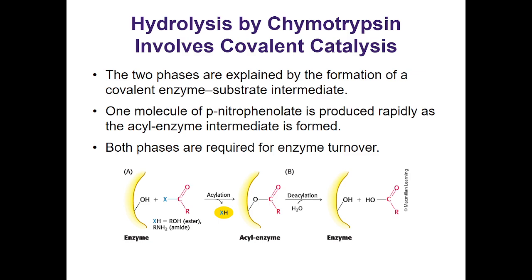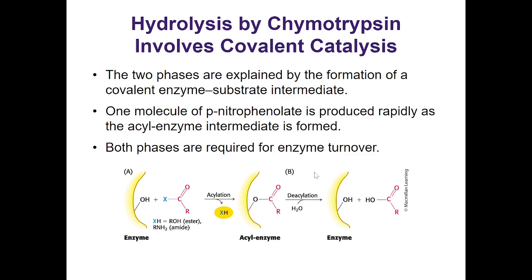So one molecule of the p-nitrophenolate is going to be produced rapidly as the acyl enzyme intermediate is formed. Again, this is an acyl group. You may have remembered that from organic chemistry, i.e. acylation. See, that's the acylation reaction. We're attaching to the acyl group. The acyl group is the one where we attach a bond to a carbon that has a carbonyl on it, and then a carbon chain going off of that, okay? So that's the acyl. You will recognize that by the time we're done with this semester.